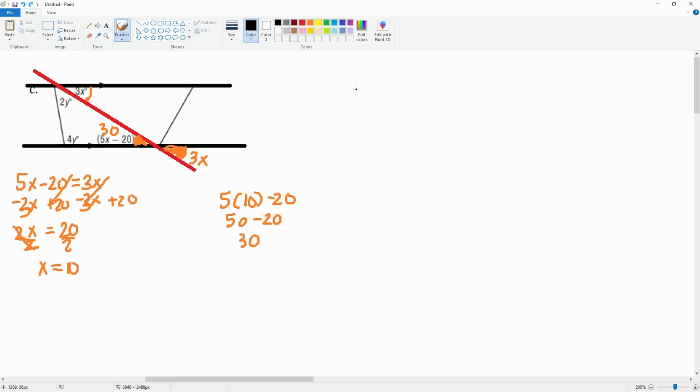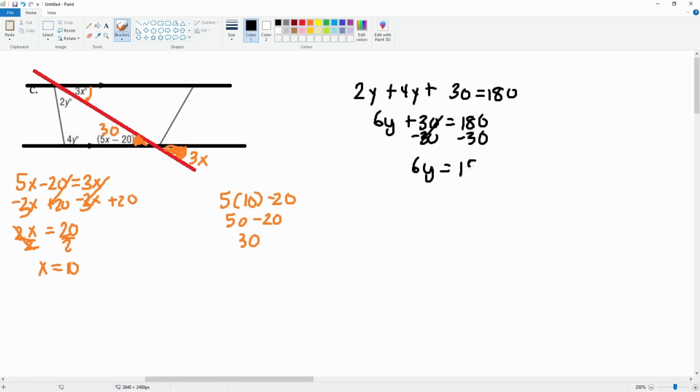So why don't I do 2y plus 4y plus that 30 degrees equal to 180? So this is 6y plus 30 is equal to 180. Minus 30 from both sides. This cancels. 6y equals 150. Divide by 6, divide by 6. That should work out very pretty. Okay, we have 150 divided by 6. That gets us y is equal to 25. There you go.